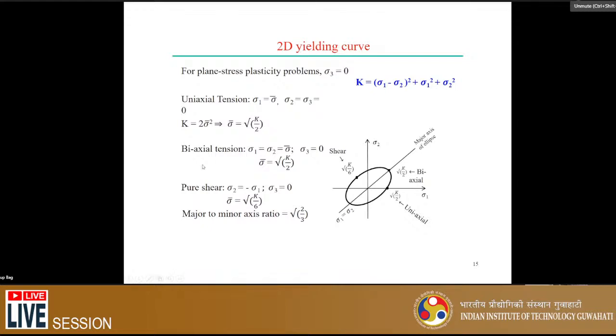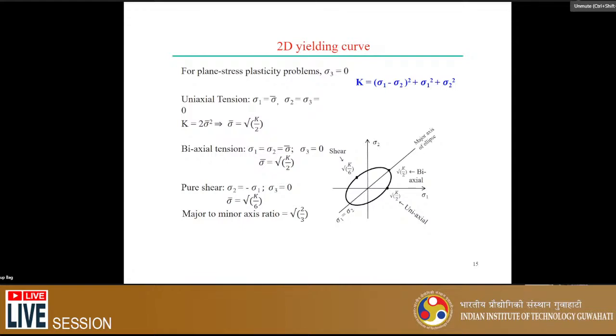In this case, the condition for biaxial tension means sigma 1 and sigma 2 are both the same, equal to sigma bar, but sigma 3 equal to 0. Here also you can find sigma bar equal to root over k by 2, or the other way, k can be replaced in terms of this. But remember, this sigma bar value is what you are trying to obtain in the case of biaxial tension.